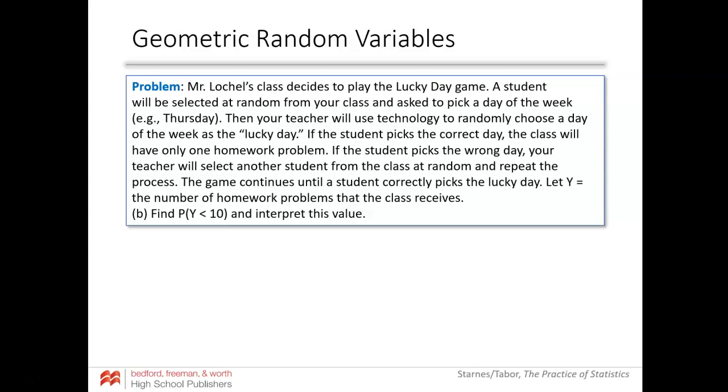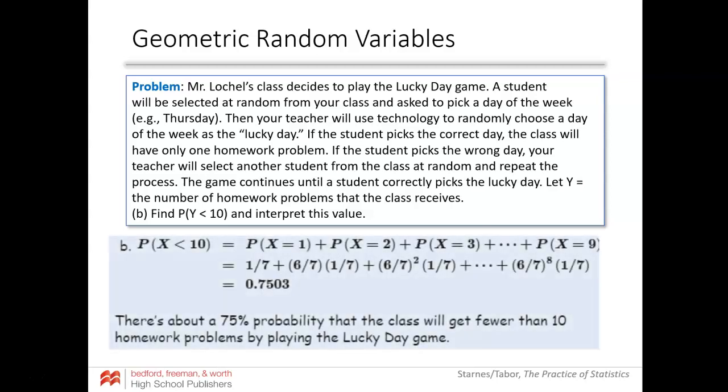So the next question is find the probability that y will be less than 10. So they're going to do this by hand, and then I'll show you in class on the calculator as well. So the probability that it's exactly 1 or 2 or 3 all the way up to 9, notice they didn't count 10 because it says less than 10, not less than or equal to 10. So the probability of having 1 homework problem, and then 2 homework problems: lose, win, lose, win, ellipses, and then lose 8 times, win on the 9th. And this comes out to 0.7505.